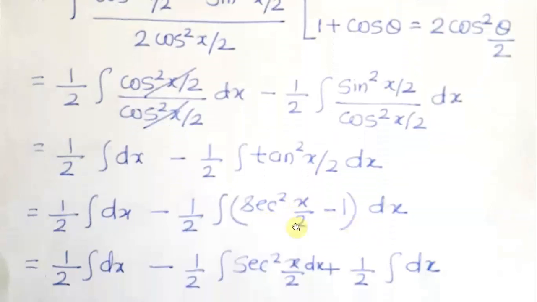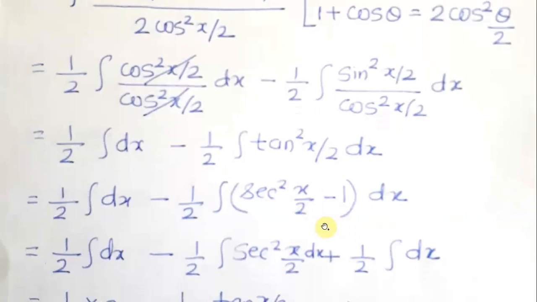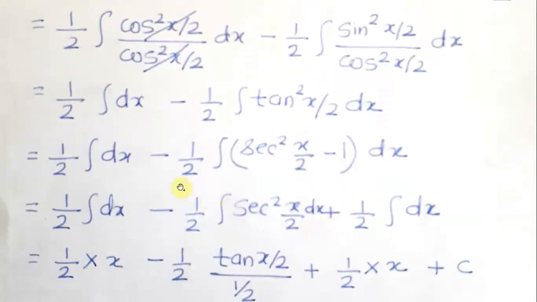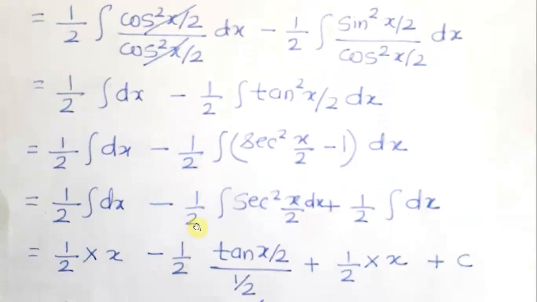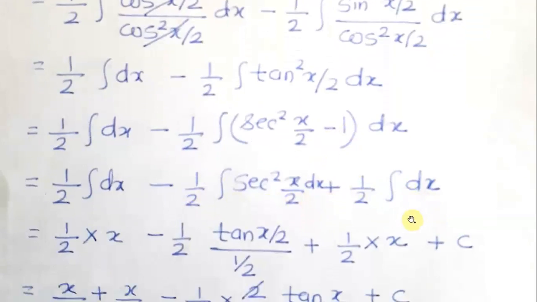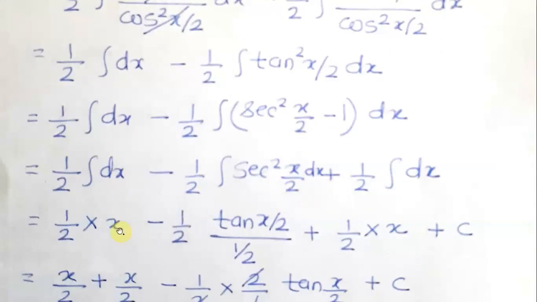Okay, then again these two terms I separate their integration along with the minus sign, minus 1 by 2. So minus 1 by 2 integration of sec square x by 2 dx, and minus minus plus 1 by 2, and this is 1 only, so integration of dx only coming. Okay, now integration of dx will become here x also, and here also it will become x.